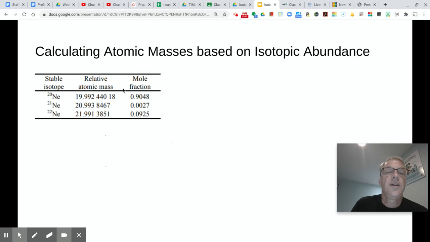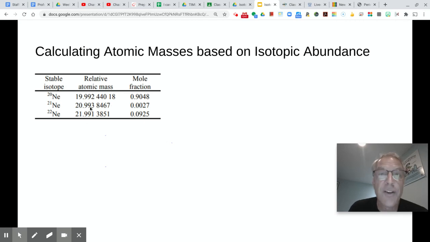Now, instead of seeing this as the word mole fraction, see this as a percentage. It's saying in nature, by percent abundance, about 0.9048 or 90% of neon found in nature has a mass of this, neon-20 with this mass. About 0.27% has a mass of this. And then about 9.25%, so if I move the decimal place over that many times, has a mass of this.